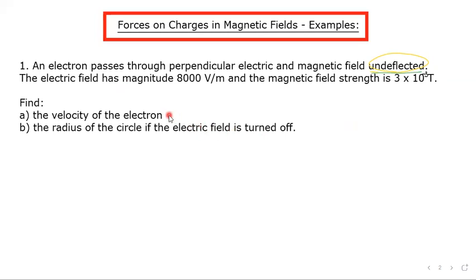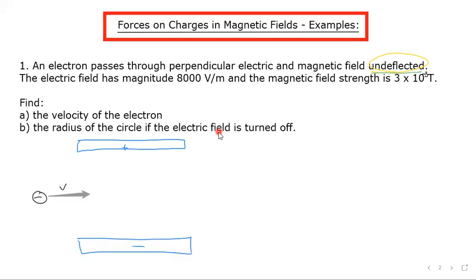And you're asked to find the velocity of the electron, and you're asked to find also the radius of the circle if the electric field is turned off. So let's draw a basic diagram representing this. We've got our electron heading to the right. Now, there is an electric field, and let's just imagine that the positive plate is up here, and the negative plate is down here, meaning that the electric field is going to go down from the positive to the negative.